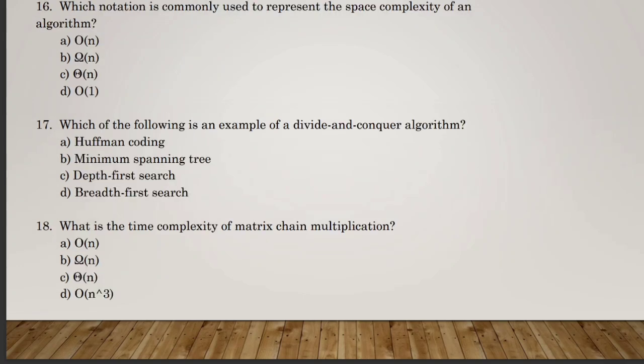16th, which notation is commonly used to represent the space complexity of an algorithm? The answer is D, order of 1. 17th, which of the following is an example of a divide and conquer algorithm? The answer is B, minimum spanning tree. 18th, what is the time complexity of matrix chain multiplication? The answer is D, order of n to the power 3.